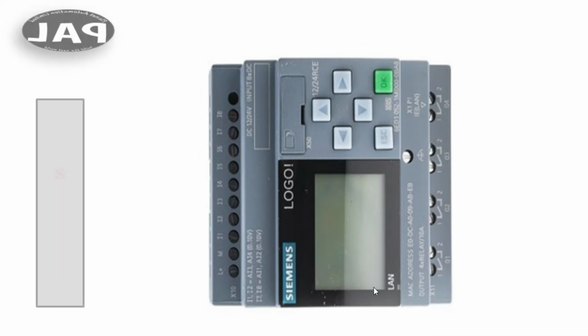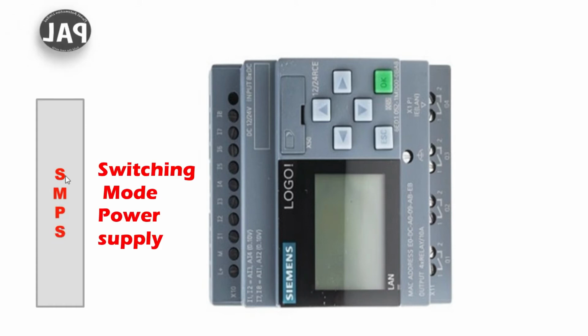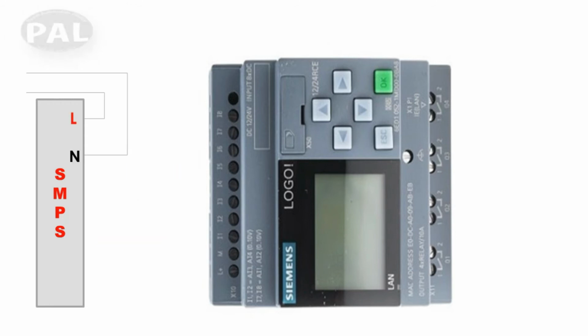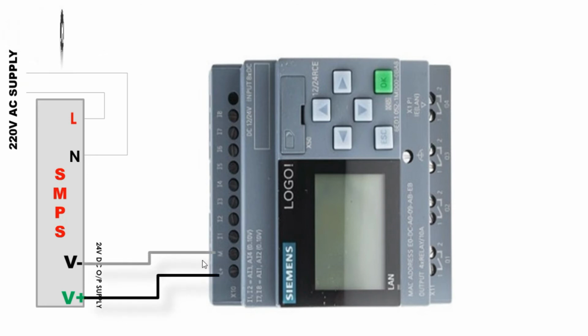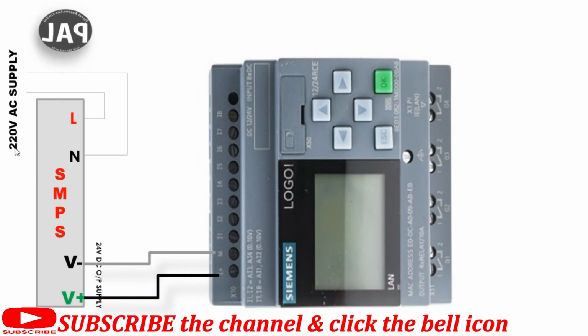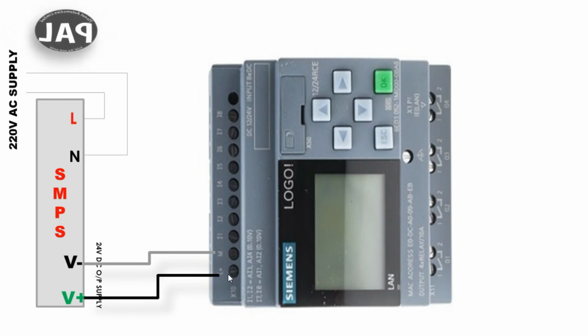And this is the SMPS. SMPS means switching mode power supply, whose supply is 220 volt AC, line and neutral. And this is your output, B minus and B plus. This is 24 volt DC, which is connected to our Logo PLC CPU. This is a switching mode power supply whose input is 220 voltage and output is 24 voltage DC. The supply from the main line is 220 volt AC, and this 24 volt DC supply is connected to L1, plus, M, so the PLC gets 24 volt supply.